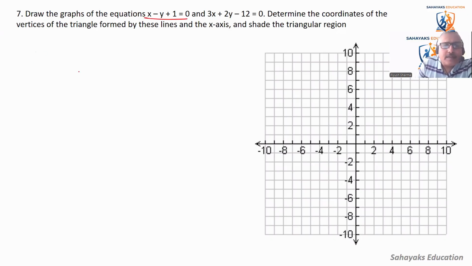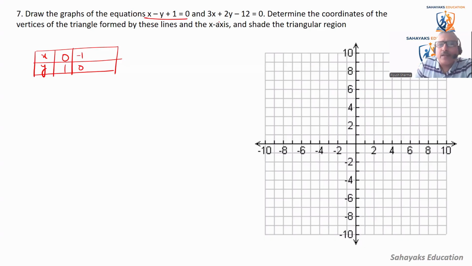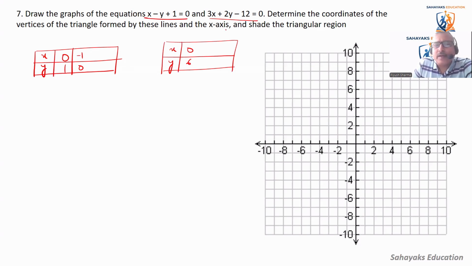Let's make a table for this. x and y. Let's put the value of x as 0. The y comes out to be 1. Then put the value of y as 0. x comes out to be minus 1. Yeah, that's correct. Now, using this equation, x and y. Here I'll put the value of x as 0. y comes out to be 6. And then I'll put the value of y as 0. x is equal to 12 by 3, it comes out to be 4.